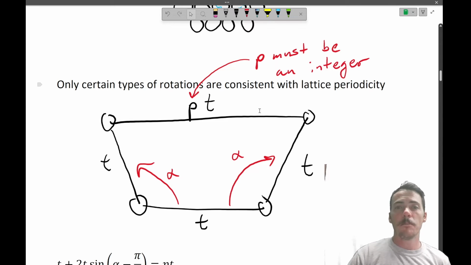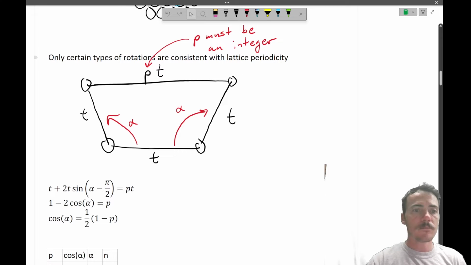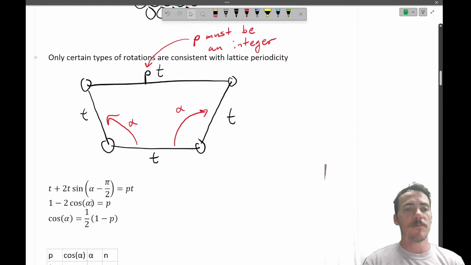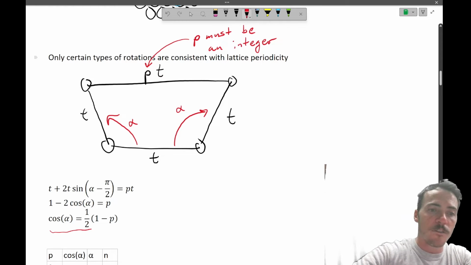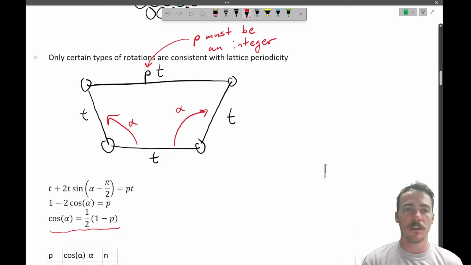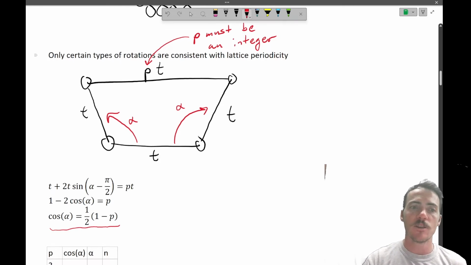Okay, and if it must be an integer, then we're left with this series of equations. We can write that t plus 2t times sine of the angle minus 1/2 is equal to pt. A little bit of geometry happening behind the scenes for this. These equations all hold. Therefore, we find that cosine alpha must be equal to 1/2 of 1 minus p. And if p is an integer, let's just try putting in a few integer values and see what the allowable angles are.